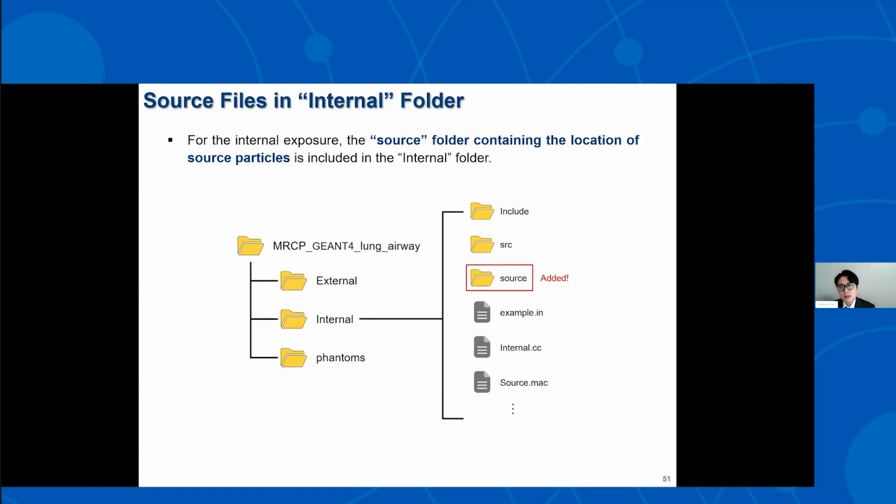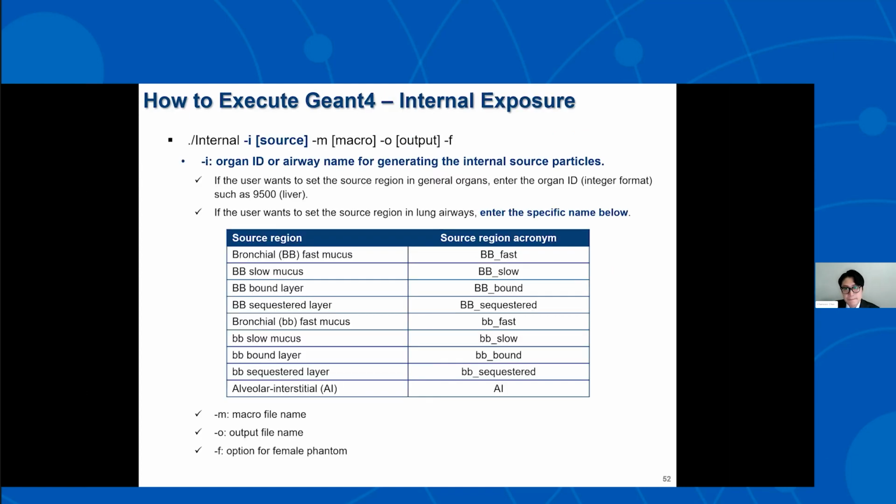For internal exposure, the very thin source regions of the lung airways cannot be defined by the same method as the liver source, because the lung airways are not in the same format. So we extracted the source position information using the rejection method in advance and added them in the new folder named source. So what the users need to do for using these source regions is enter the -i option as before and enter the source region acronym listed on the slide, not the organ ID.